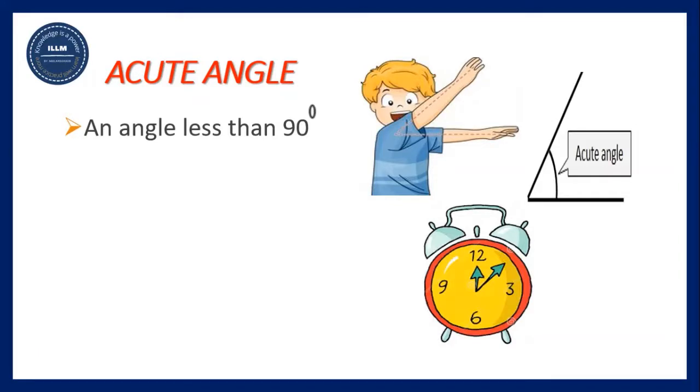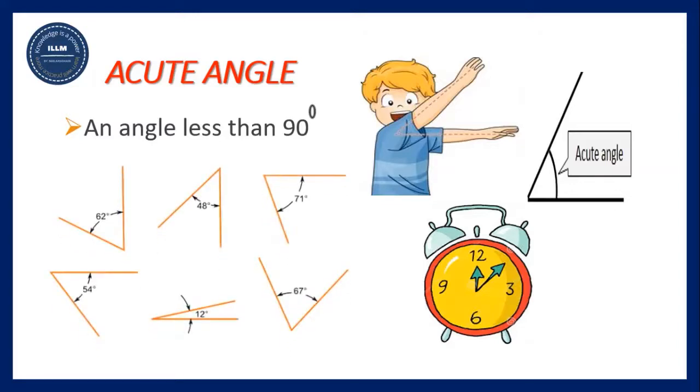Means the space between both arms of this clock is less than 90 degree. Here you can see different acute angles which are all less than 90 degree. For example, 62 degree, 48 degree, 71 degree, 54 degree, 12 degree, and 67 degree. These are all less than 90 degree, so we can call them acute angle.